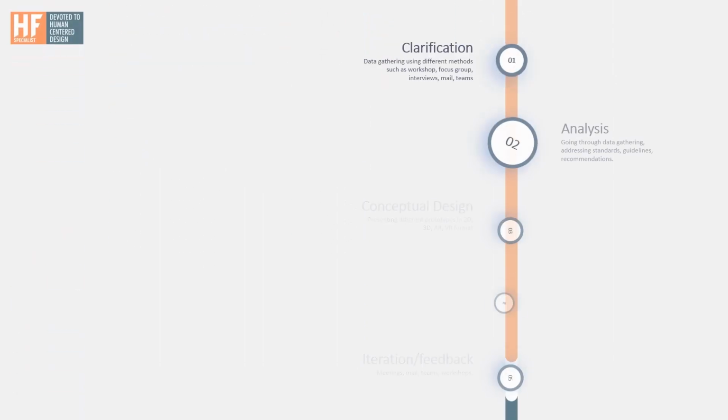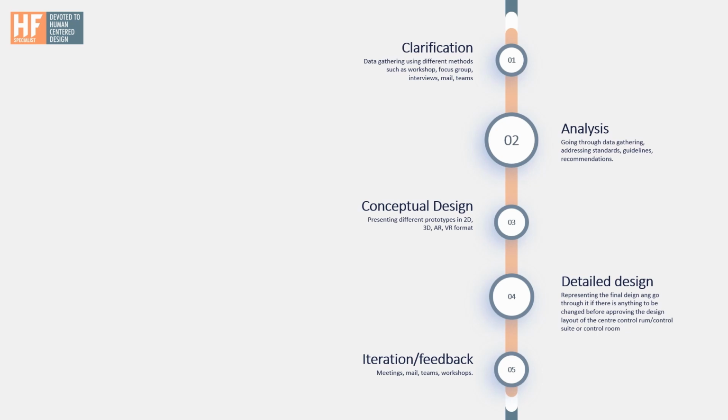And what does this standard look like? It has 5 different phases: a clarification phase, analysis phase, conceptual design, detailed design, and iteration or a feedback process. In the clarification phase, you usually gather the data, and this is often done by going on site, visiting and observing the control room, and using data gathering methods such as workshops, focus groups, interviews, mail, Microsoft Teams, and so on.